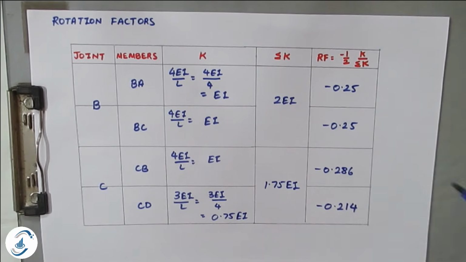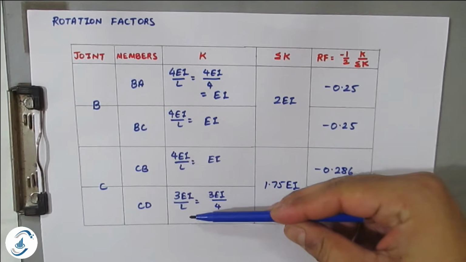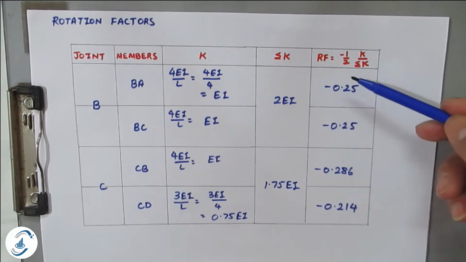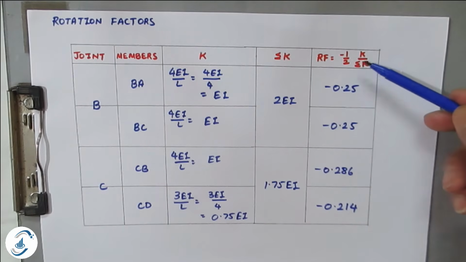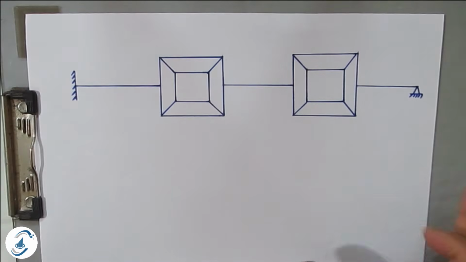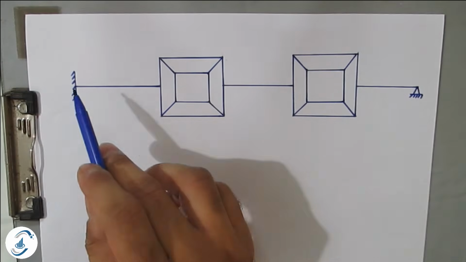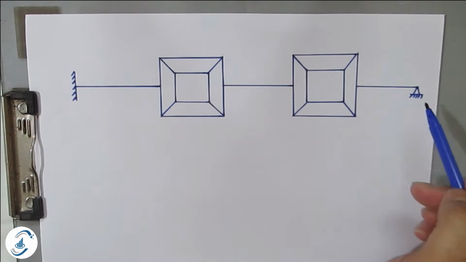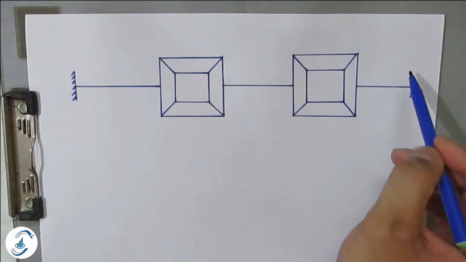So the important things to remember are, first, if you go for modification, the last span stiffness will be 3 EI by L. Then, how to calculate the rotation factor, that is minus half into K by sigma K. Now once you are done with the rotation factors, you have to draw the Kani's representation in the form of boxes. This is the fixed end, then these are the B and C joints, and this is the D joint. We have already made this 0, so there is no other box.